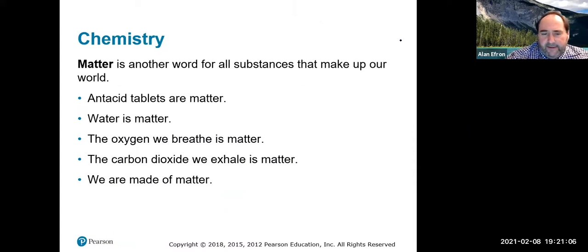And as I mentioned before, matter is just basically another word for substances that make up our world. These are all examples of matter. So water, for example, an antacid tablet, oxygen that we breathe. So you can see also these things are all in different phases. So an antacid tablet, that's a solid thing, right? Water is a liquid, oxygen is a gas. Oxygen's O2, right? So matter, it does come in all forms. It could come in all kinds of states. It doesn't necessarily have to be one versus the other.